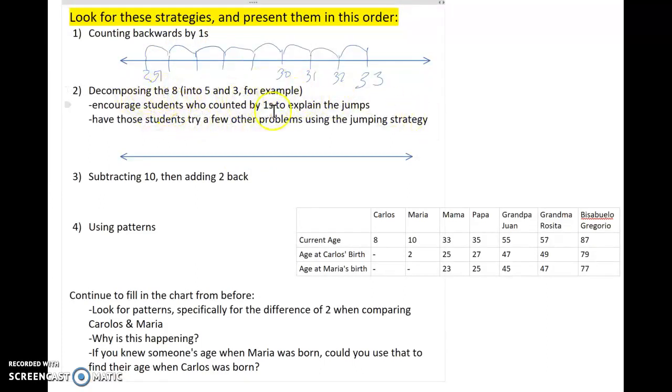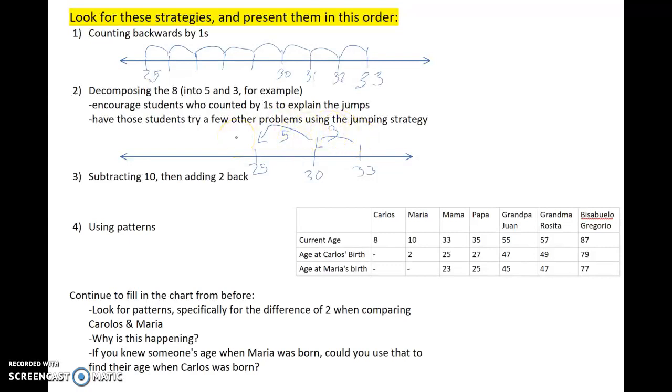But then you pull up a group who was decomposing the 8. So someone who said, well, we saw 33 and we took a jump of 3 backwards to get to 30. And then we went 5 more backwards to get to 25. Cool. Great strategy. Once those kids come up and show that idea, call on one of the kids who is just counting backwards by 1 and say, use the talk moves. Can you restate what they did? What does that jump of 3 mean? What does that jump of 5 mean? So get them involved in the conversation about using the bigger jumps.